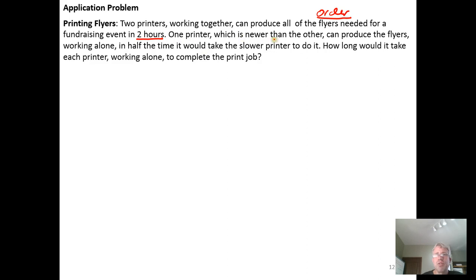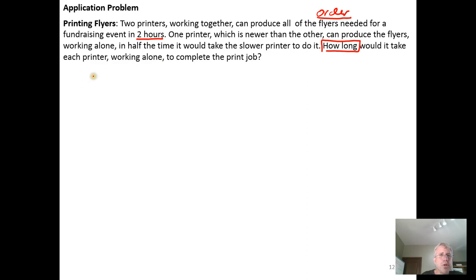One printer, which is newer than the other, can produce flyers working alone in half the time it would take the slower printer. So we have one printer, because it can do the work in half the time, we have a printer that is twice as fast as the other printer. And then it says how long, so it's asking us a question about time. How long would it take for each printer working alone to complete the print job?